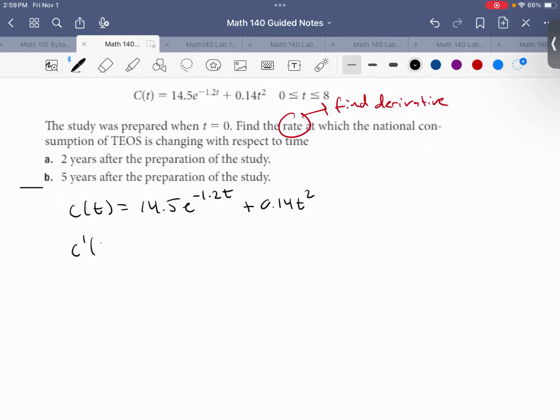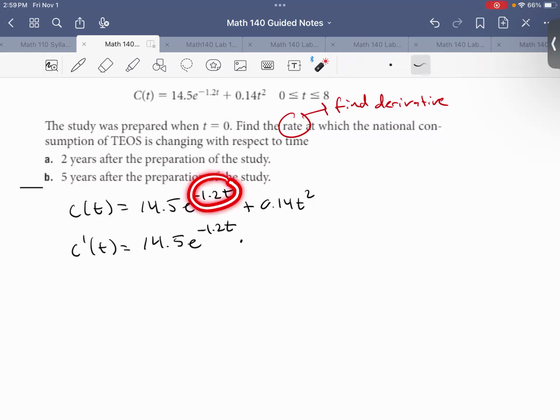So what I would end up with is the same exact thing, 14.5 e to the negative 1.2 T, times the derivative of that exponent, which would just be negative 1.2. And then plus the derivative of 0.14 T squared, that's just a regular power rule, which would be 0.28 T.